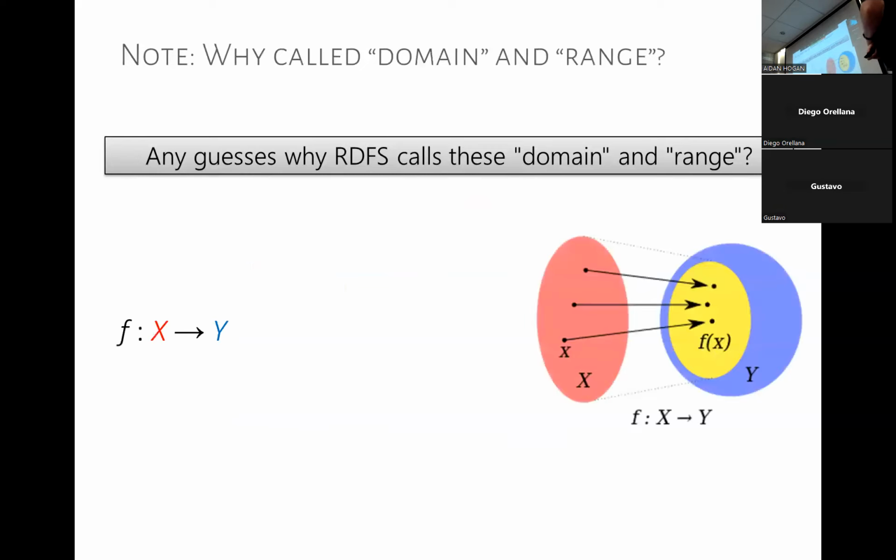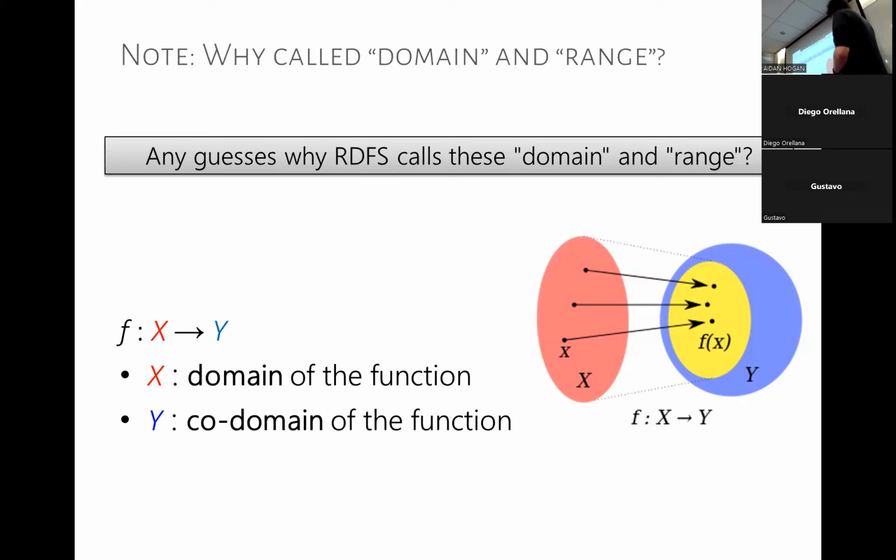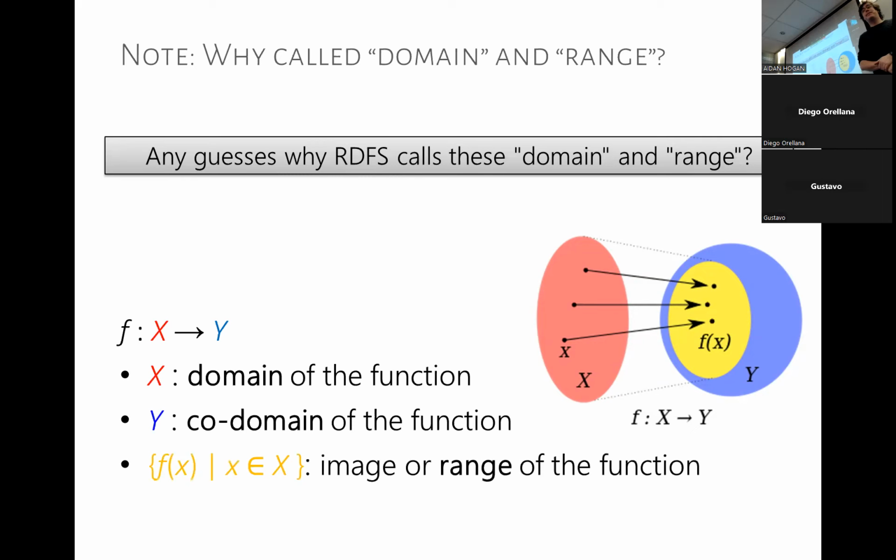Yeah, so it's very related to functions, right? So we have our function here, f maps x to y. So x in this case would be known as the domain of the function. Y here would be known as the codomain. And f of x, the actual values that are mapped by f from x to y, the actual values here that can be in a result of the function, are called the image or the range of the function. So essentially x is the domain of the function and y is the codomain of the function.